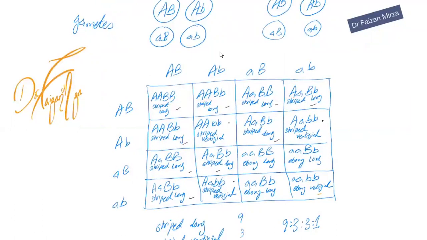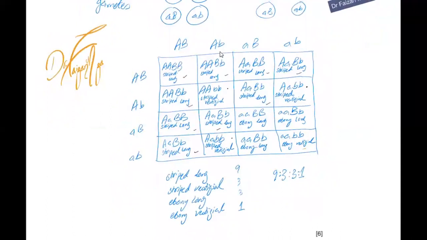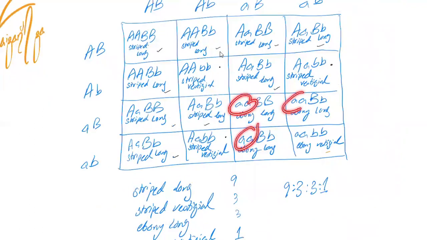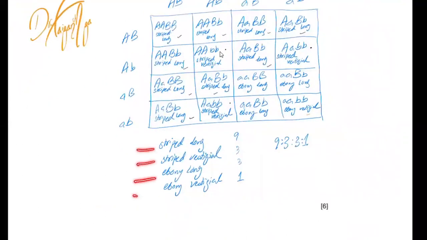And once the genotypes have been placed, we'll start to write down their phenotypes. Whenever we mention the phenotype, it's better to write it here only. So for even a single capital A, we just write striped body. We know even if a single capital A is present, that means striped body. And wherever we have small a's together, that means the body will be ebony. So we can mention ebony body there. Wherever you have small b's together, that will be vestigial wings, and so on and so forth. So there are a total of 4 different phenotypes being produced here: striped long, striped vestigial, ebony long, and ebony vestigial.